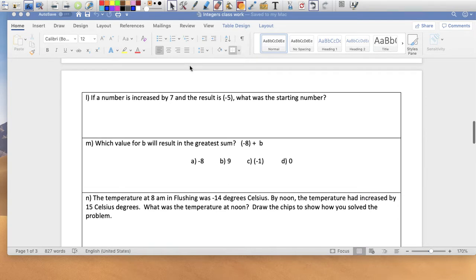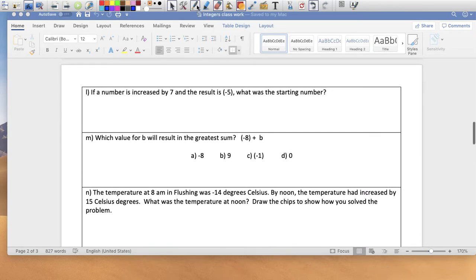Okay. If a number is increased by 7, so a number, let me represent that by n. Increase means add by 7. Number increased plus 7 equals -5. What did I start with? So obviously, this was a negative number, right? A big negative number, sorry. And I made some 0 pairs, and I'm making 7 0 pairs. I was left with -5. So I can obviously tell you that this is negative 12.